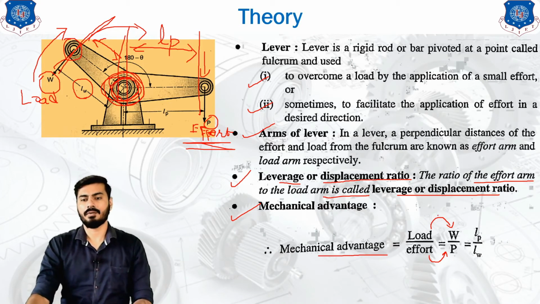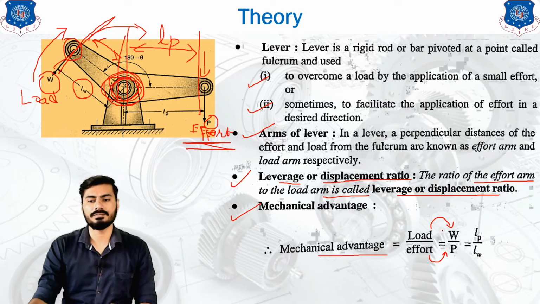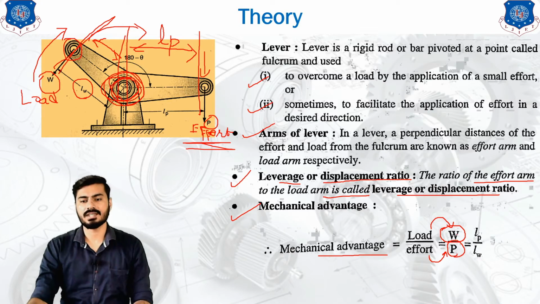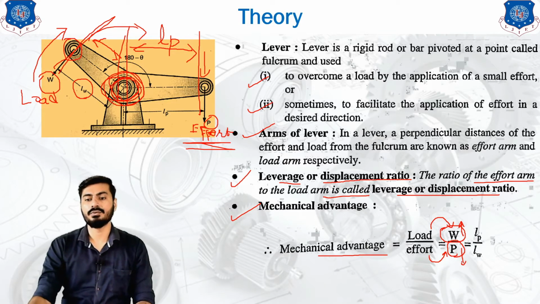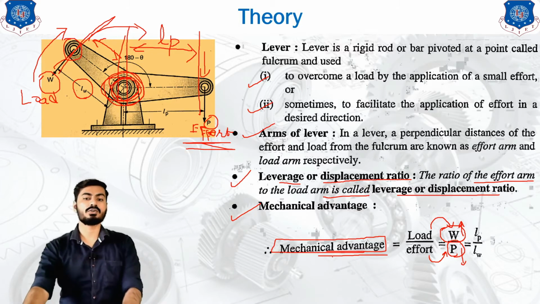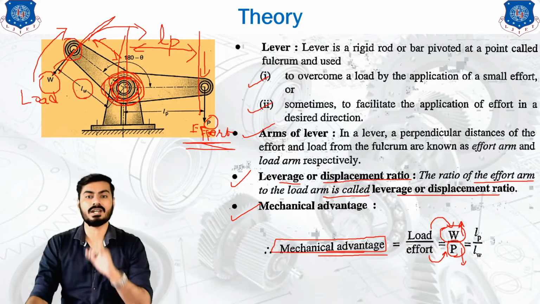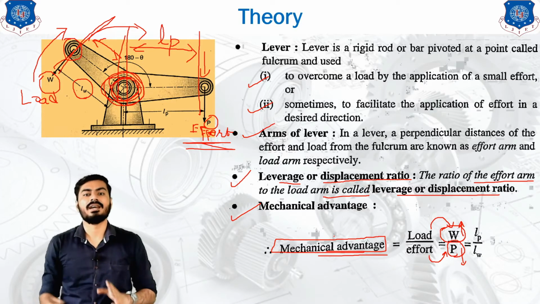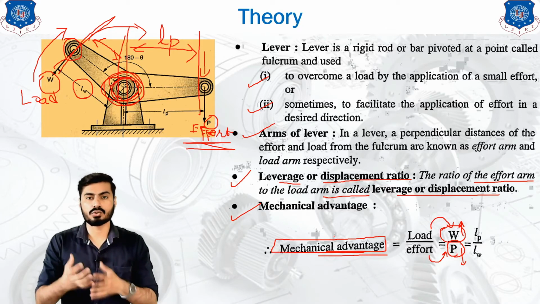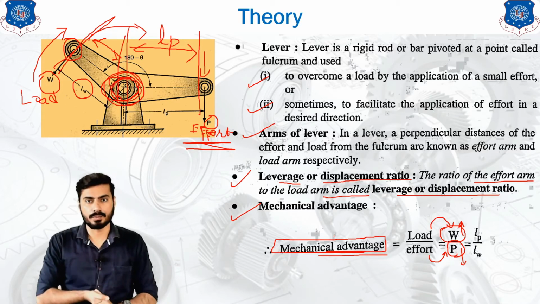As you can see, our intention of using the lever is to lift a load of a larger amount by the application of a small amount of effort. So if W is more than P, and P is smaller than W, then this ratio will be greater than 1. And if the ratio is greater than 1, it shows that you can utilize the lever to have some advantage over the load which is required to be lifted.